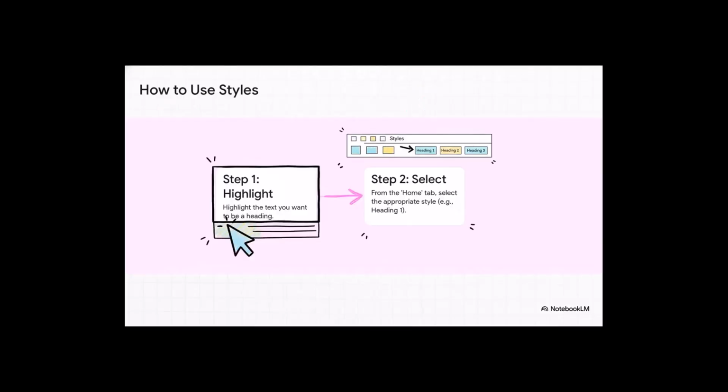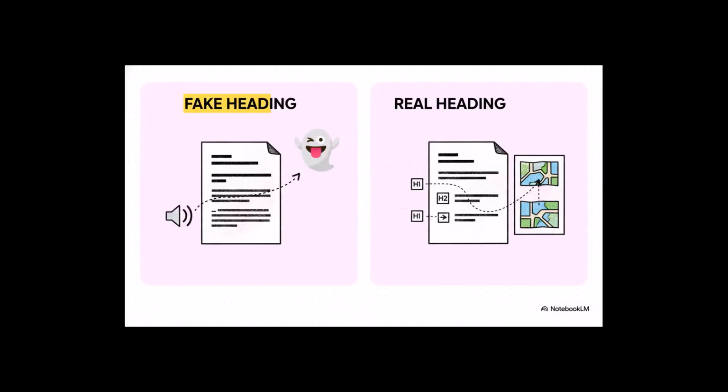And it couldn't be easier to do. You just highlight the text you want to make a heading, you go up to the Home tab, and in that Styles gallery, you click Heading 1 for your main title, Heading 2 for your subsections, and you get the idea. And here's why that makes such a huge difference.